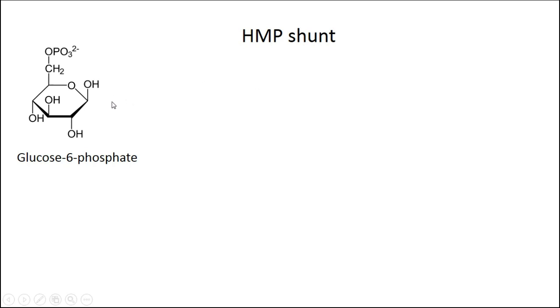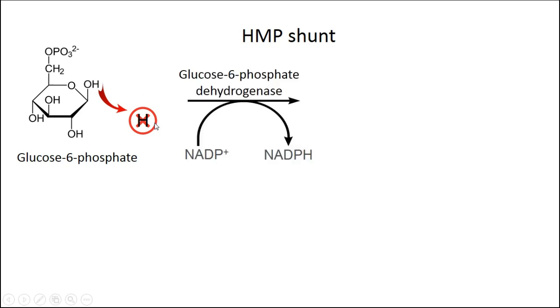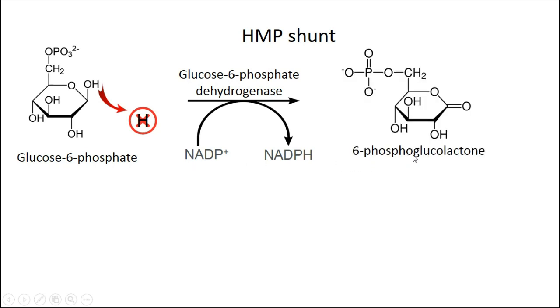So the first reaction, we are going to get rid of this hydrogen right here. So the enzyme is called glucose 6-phosphate dehydrogenase. So dehydrogenase means that it's going to get rid of one hydrogen atom, and this hydrogen atom is going to be carried by NADP plus, and now it is NADPH, and that's the first NADPH we formed in this HMP shunt. So after we got rid of this hydrogen atom, we will get another product, which is the 6-phosphogluconolactone.